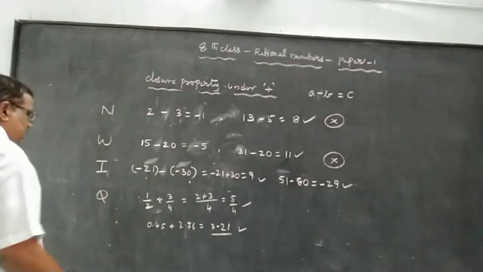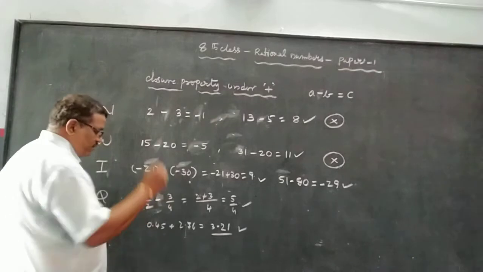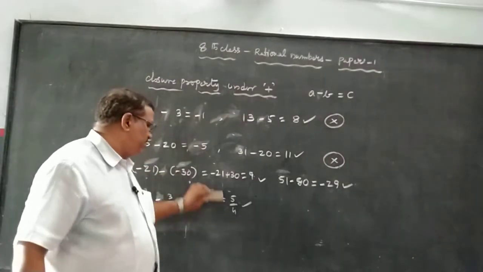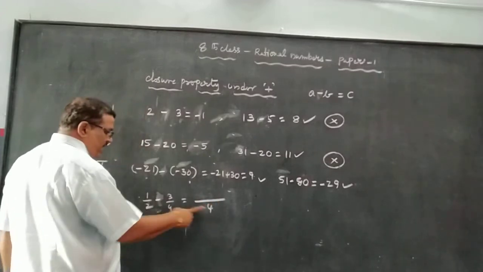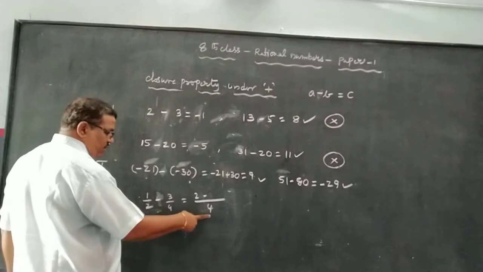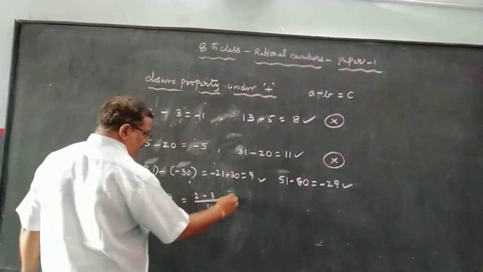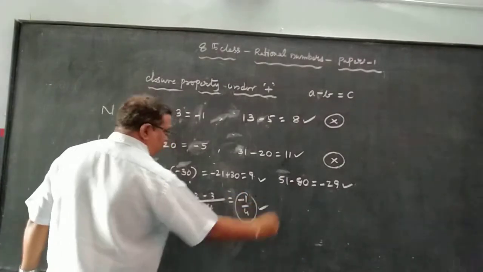Now we are going to discuss rational numbers. 1 by 2 minus 3 by 4. Let us take the LCM for this one. You get the LCM is 4. 2 dividing 4, 2 times; 2 1s are 2. 4 dividing 4, 1 time; 1 3 is 3. So the answer is minus 1 by 4. It is also a rational number.